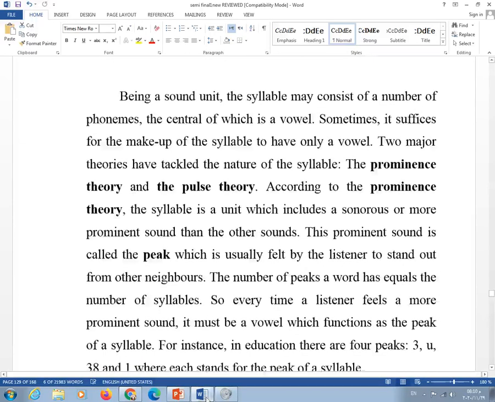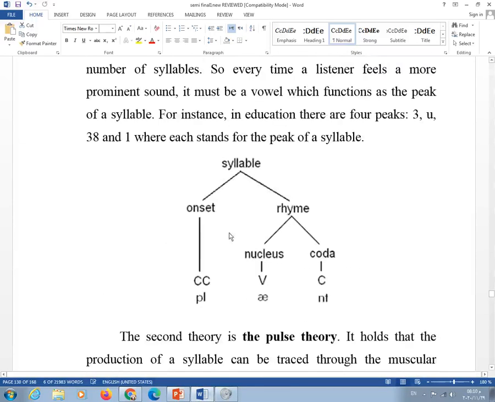Okay, yes, this is the structure of a syllable. You see syllable at the top, and we have onset and rhyme. Okay, these are the two components. Let's look at the word plant. As you see, we have the onset, p and l, two C's, two consonants. C means consonant, and V means vowel. And look at the rhyme.